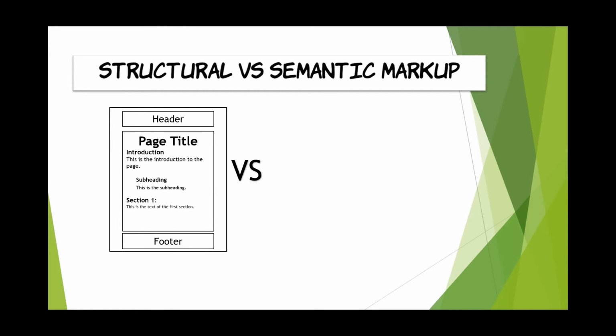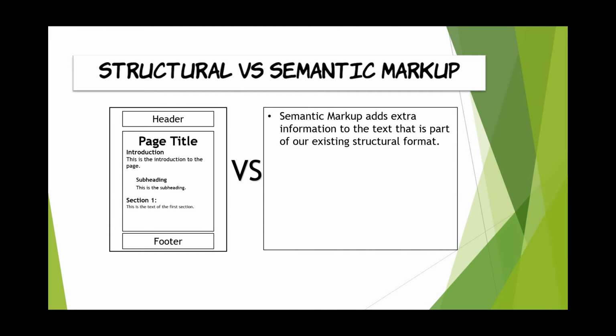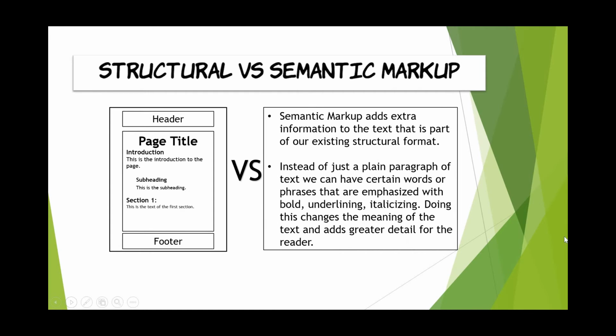Now, semantic markup, on the other hand, is going to be adding extra information to that text we have in our structural markup. So we're actually going to be making that structural format have more information. So we might be making things bold or italicized or add a quote or an abbreviation. These are adding information to our structural format so that it is not just basic introductions and headings. We actually add extra information. This is going to be really important for a lot of your web pages that you are making.